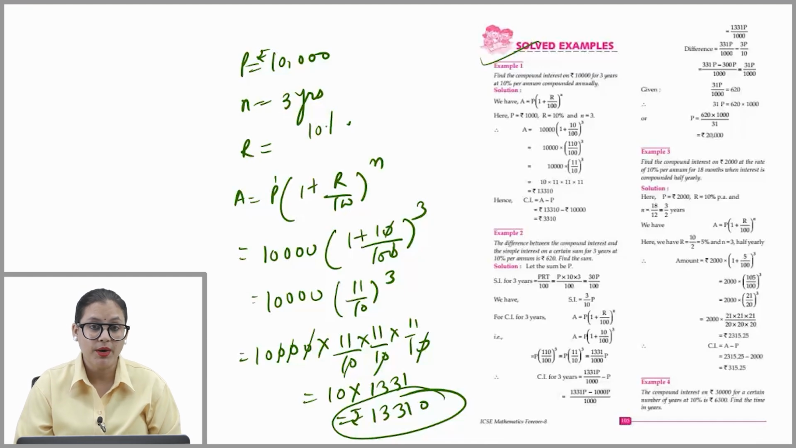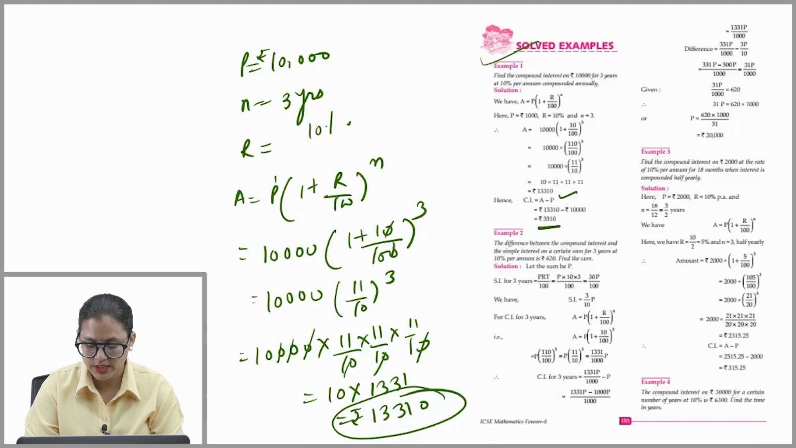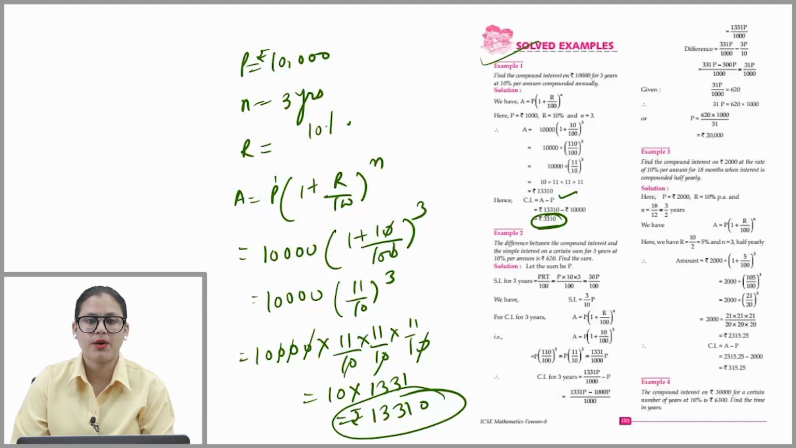Now we have to find the compound interest. Compound interest is what? Amount minus principal. So you will get this compound interest, that is 3,310. Okay.